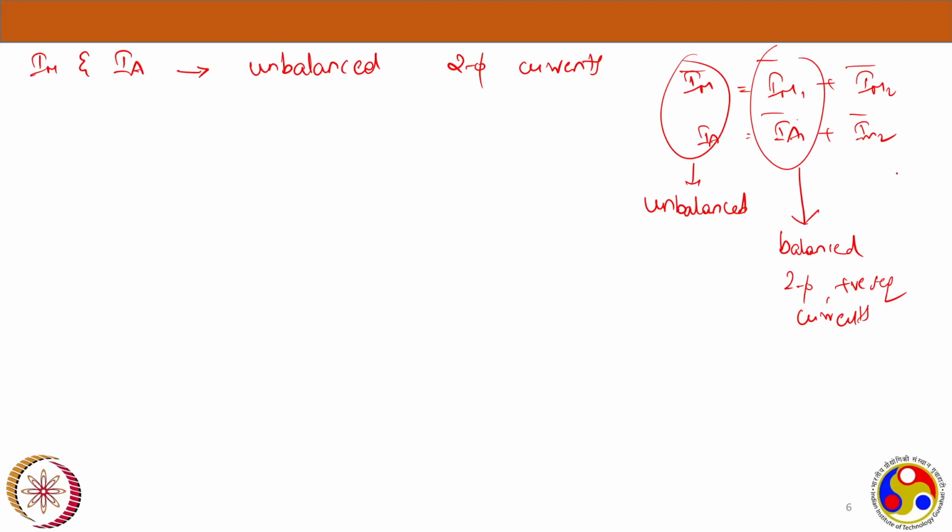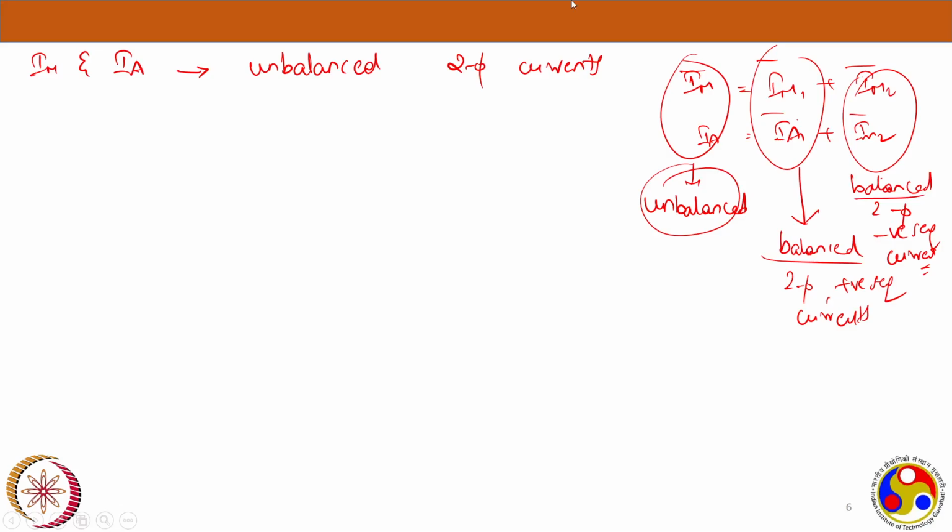And now these IM2 and IA2 are balanced two-phase negative sequence currents. So this is unbalanced, and these two are balanced, but positive sequence and negative sequence currents. Now let's look at the phasors of IA1, IA2, IM1 and IM2, because they're positive and negative. How would these phasors look?